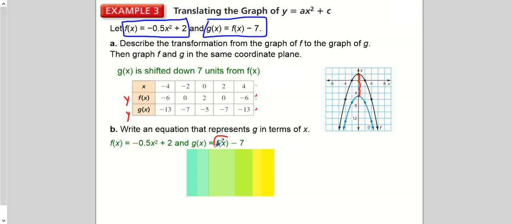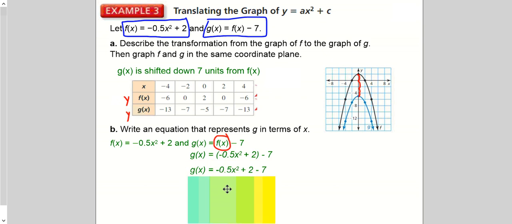What we have to do is to put in this f of x function, negative 0.5 x squared plus 2 in place of this, and then minus 7, and simplify it. Can you do that? Here I put in the f of x function, substituted it in. So that is equal to this.